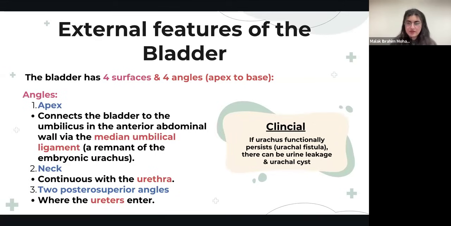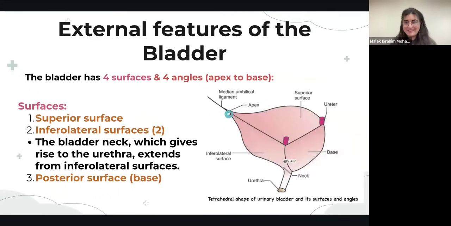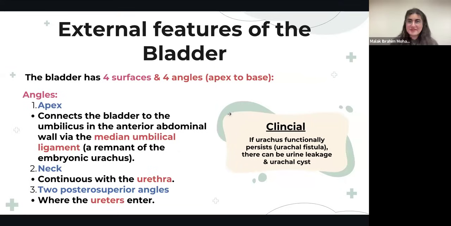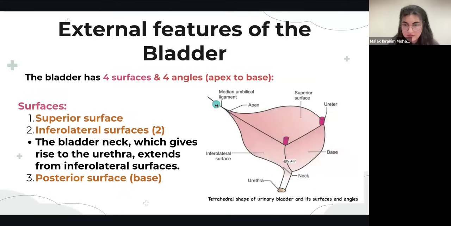You have four angles, again, from the apex to the base. The first angle is obviously the apex, which is the most pointy part in front here. Now, the apex is what connects the bladder to the umbilicus in the anterior abdominal wall. This is connected via the median umbilical ligament, as you can see.